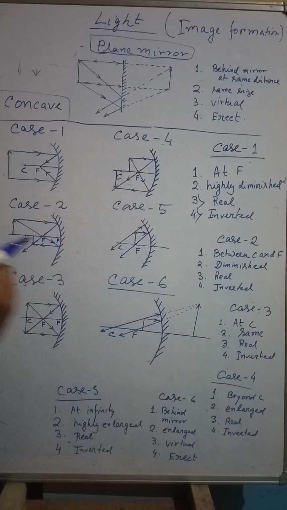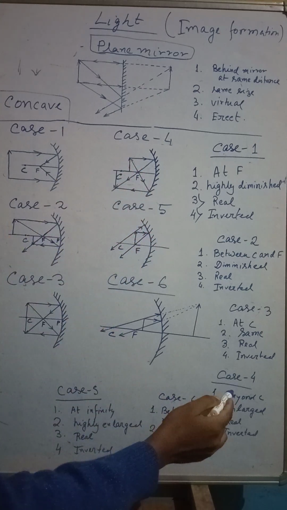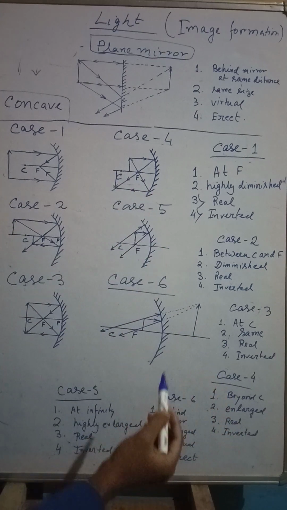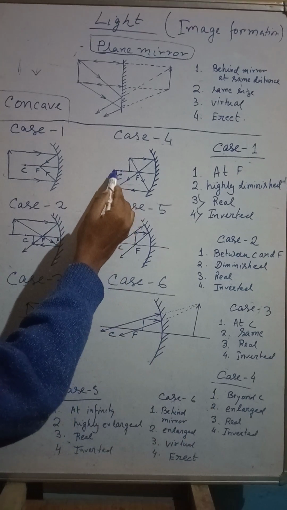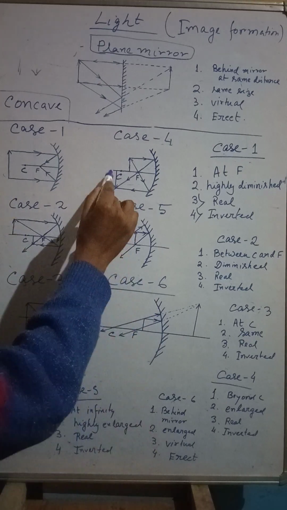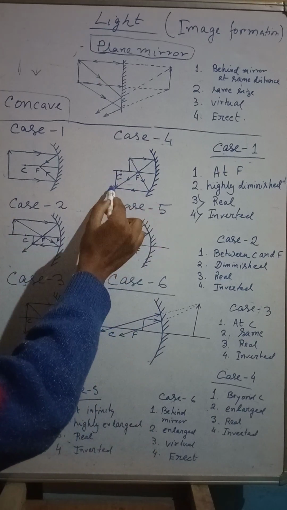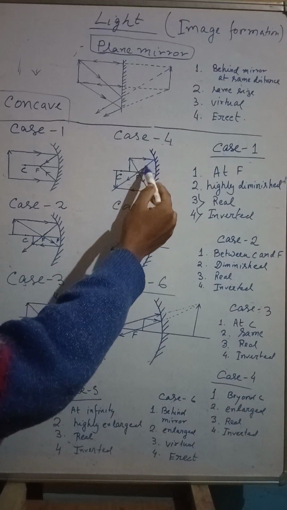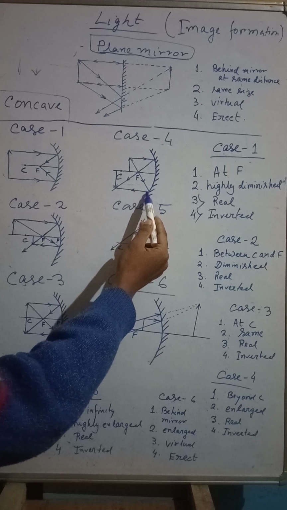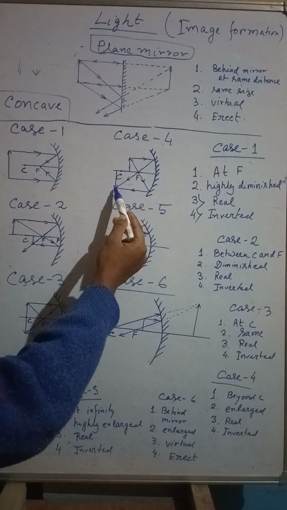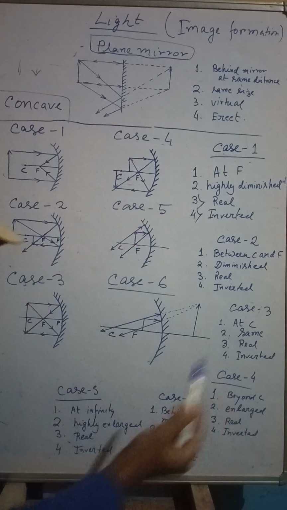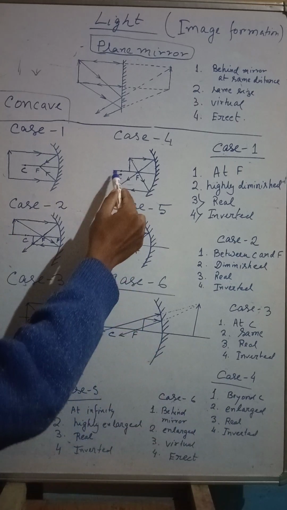In case 4, you can see the object is present between C and F. So the image is formed beyond C. It is an enlarged image. This is a real image because the reflected rays are actually meeting. One reflected ray goes through the focal point, another reflected ray is parallel with the principal axis. These two reflected rays are meeting here. So this is a real image, and this is an inverted image.